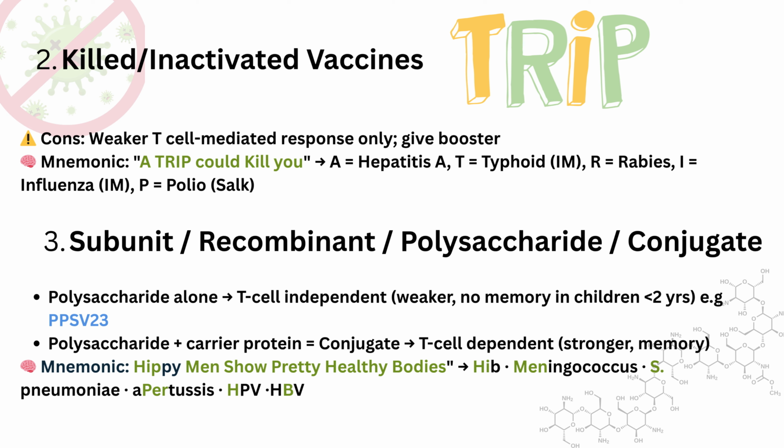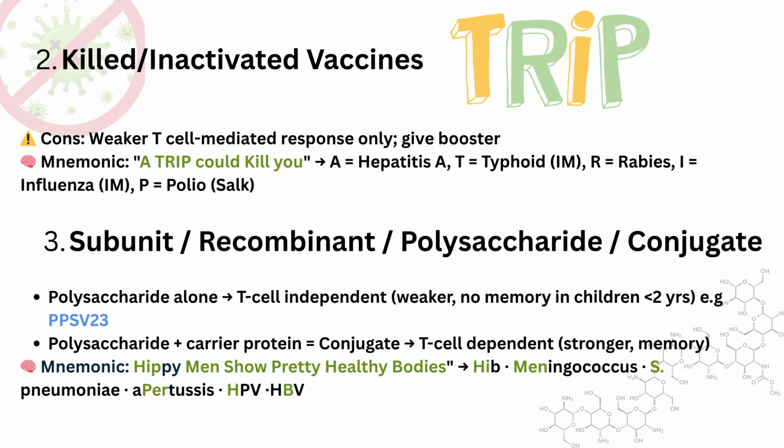Now here is where conjugate vaccines come in. A conjugate vaccine takes that polysaccharide antigen and attaches it to a carrier protein. And suddenly, the immune system responds differently. Now you get T cell involvement, you create memory, and it works even in infants. That is why PCV13, PCV15, and PCV20 are better at creating long-term immune memory compared with PPSV23.